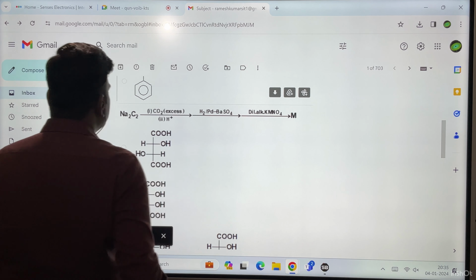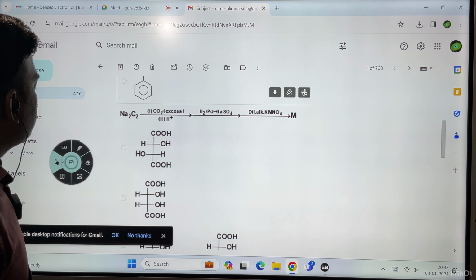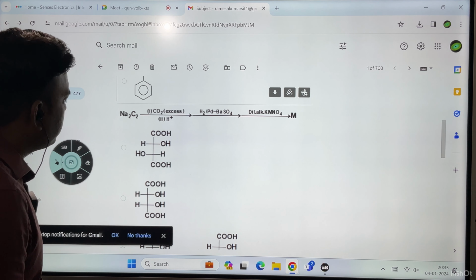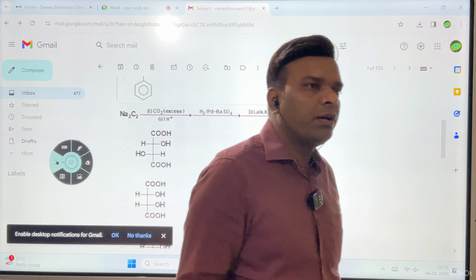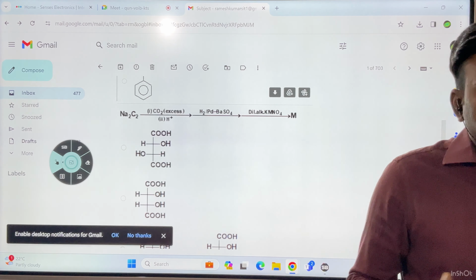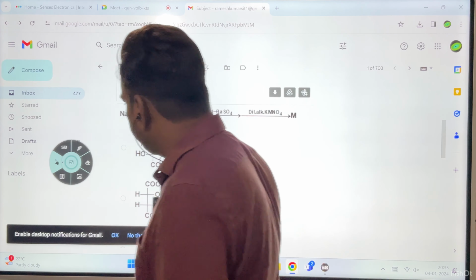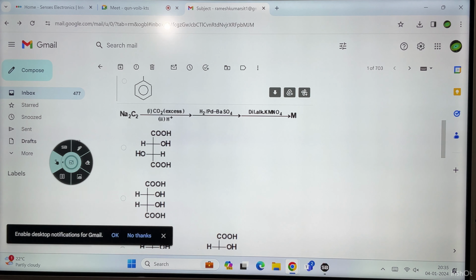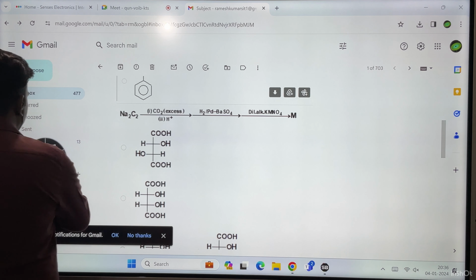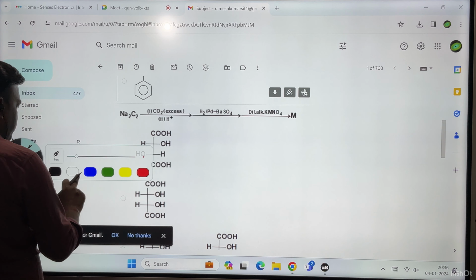So in this reaction we can see that the reactant Na2C2 is getting reacted with CO2. In the very first reaction, Na2C2 will act as nucleophile and CO2 will act as electrophile. So C2 minus will act as nucleophile and CO2 will act as electrophile. So after nucleophilic addition reaction, further H plus will act as acid, which will neutralize the final product formation on reaction with CO2.